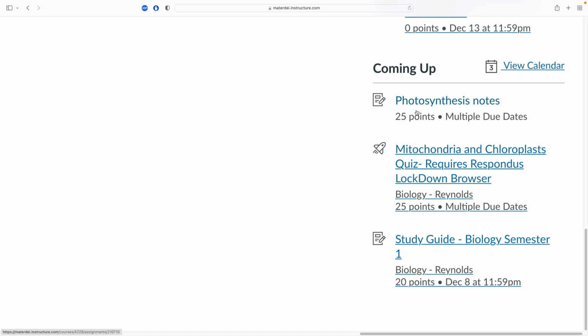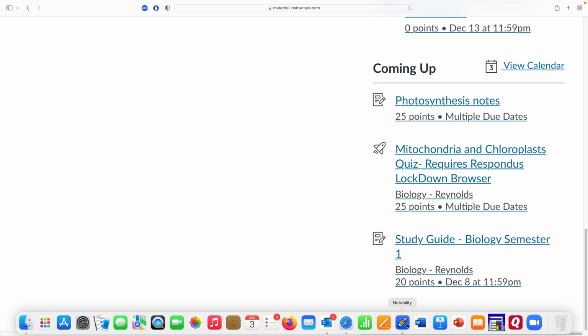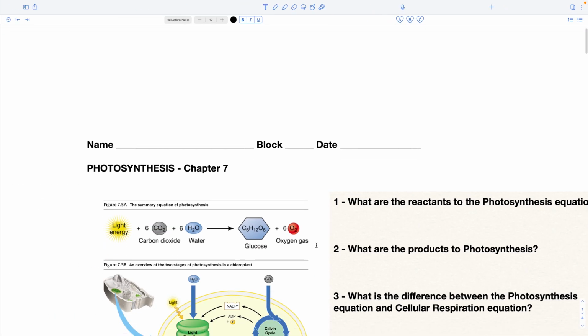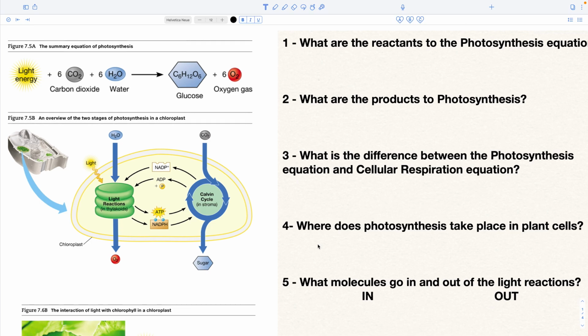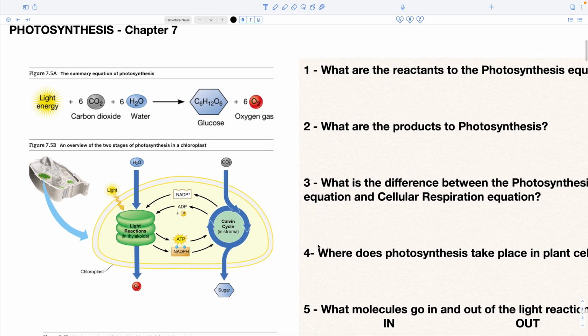So open this up in Notability and we'll get right to it. While we're getting ready, with everyone loading this, go ahead and answer the first 3 questions. We're going to go over this together, but answer the first 3 questions.